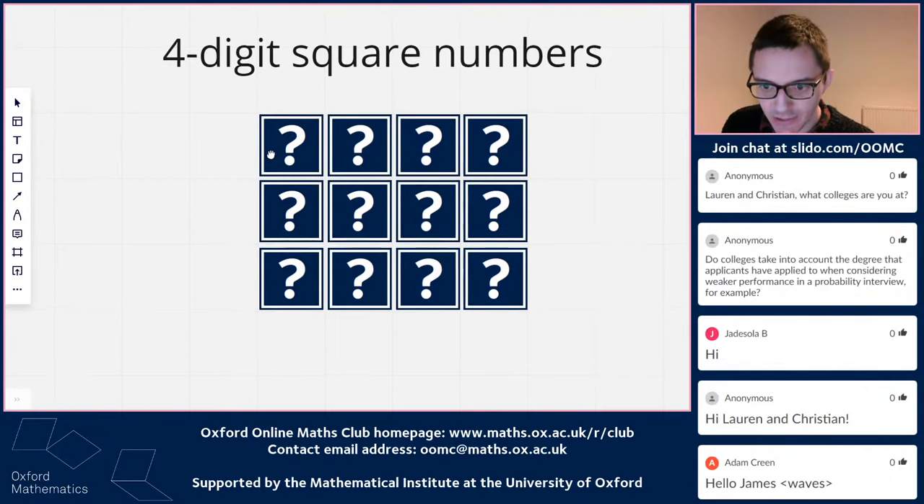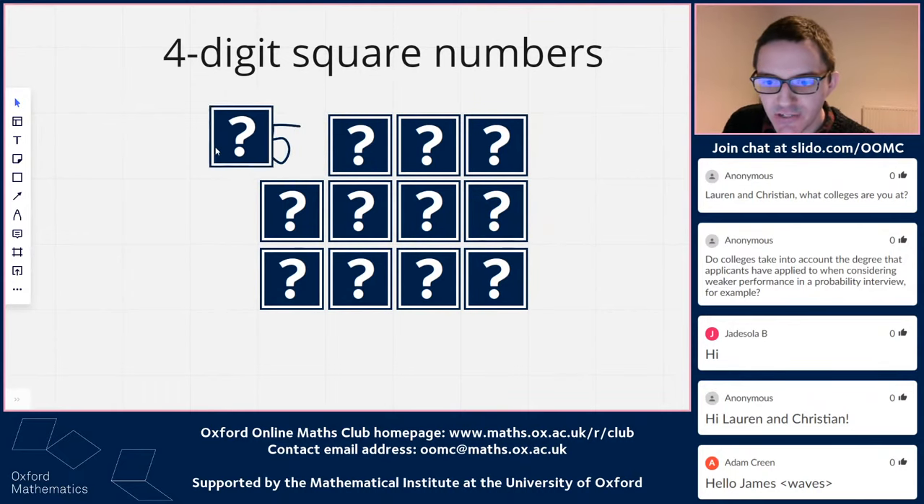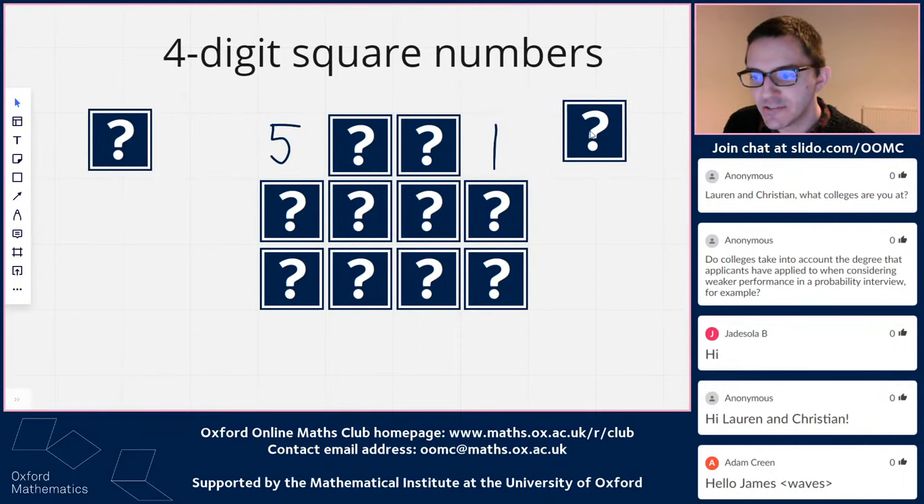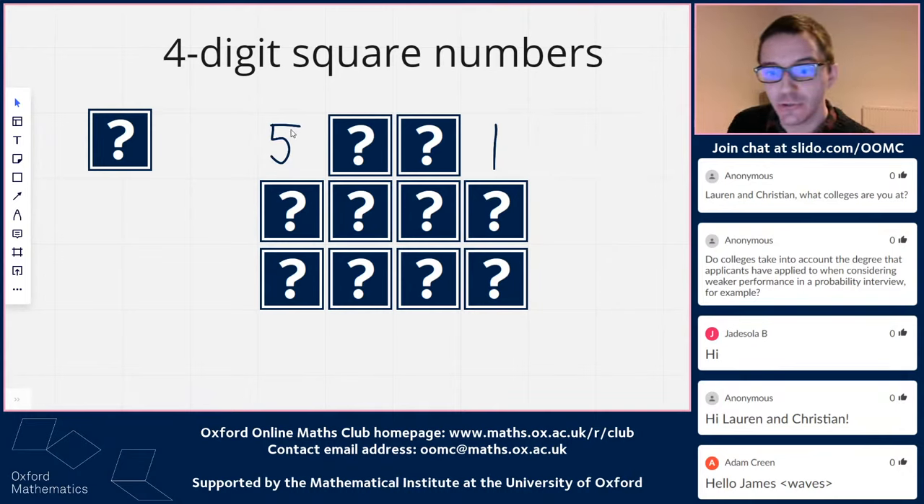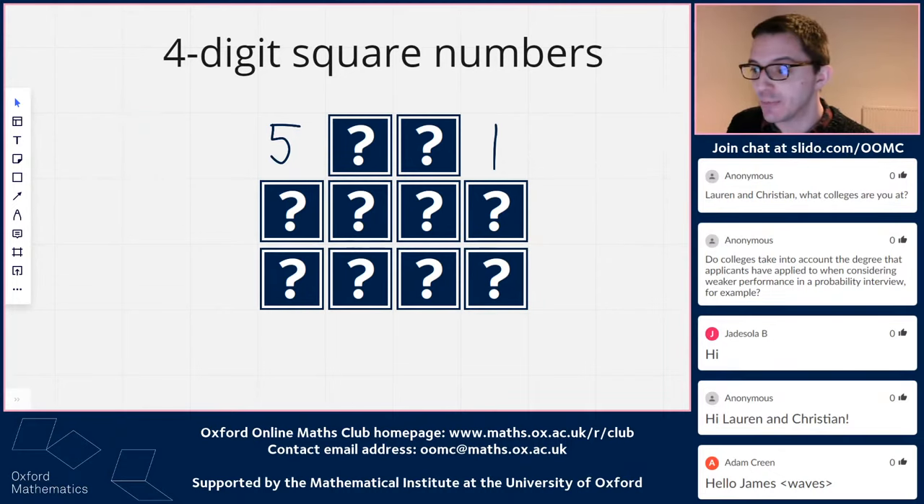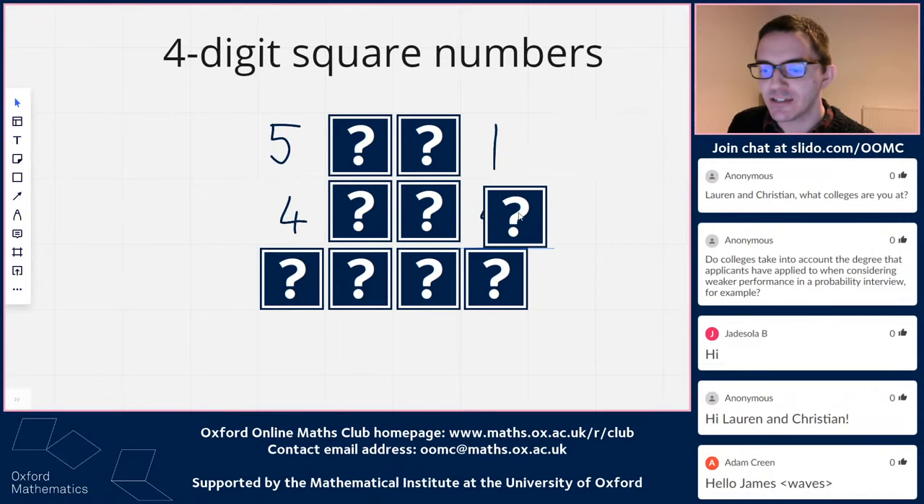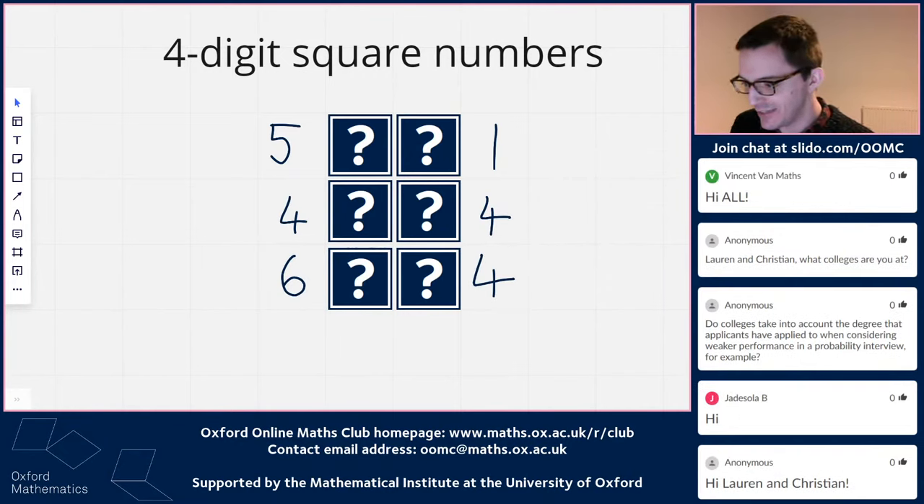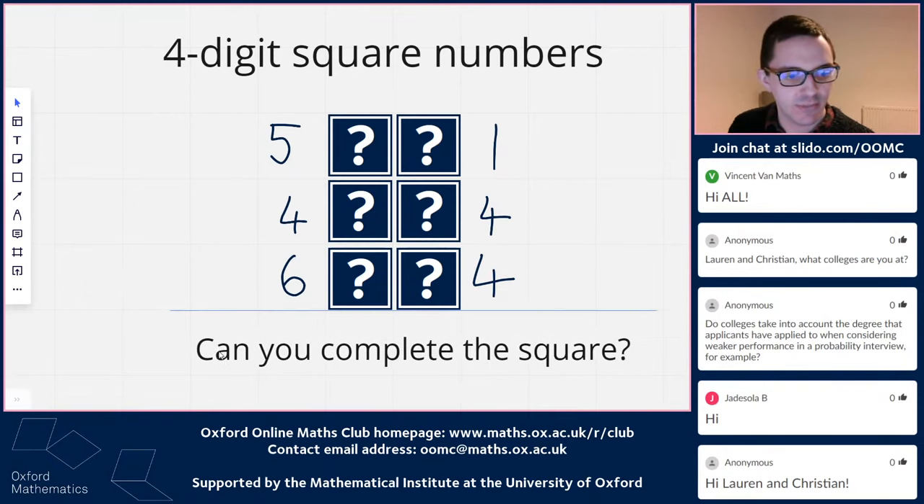Okay, let's see if I can do this. So the first digit of this one is a 5, and the last digit is a 1. That's what I'm going to do: show you the first digit and the last digit. Your job is to work out what the square number is. You're supposed to complete the square. Over here, the first digit of this one is 4, and the last digit is also 4. And over here, the first digit is 6, and the last digit is 4 again. And here's the question. Can you complete the square? Can you work out what these square numbers are?